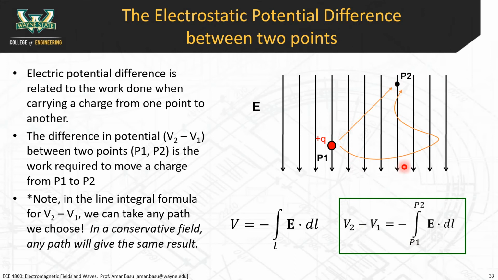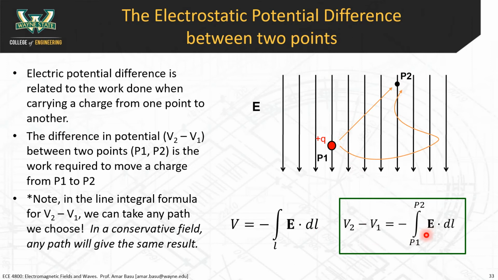It doesn't matter. As long as the field is conservative, and an electric field is conservative, you can take any path you choose, and the difference in potential between P1 and P2 will be the same, regardless of what path you choose. This is true because electric fields are conservative.